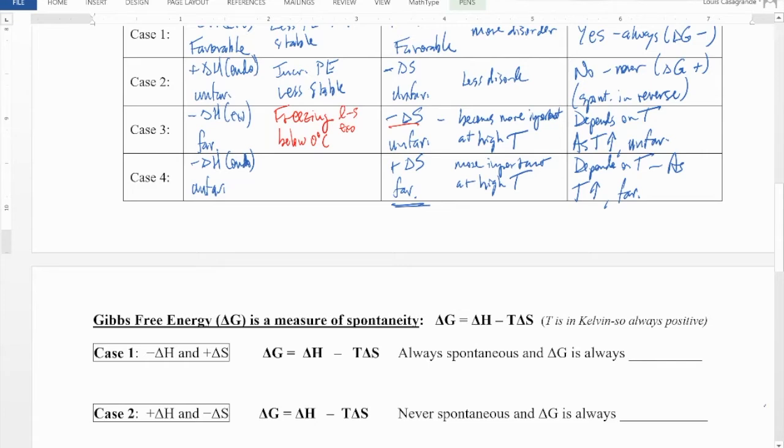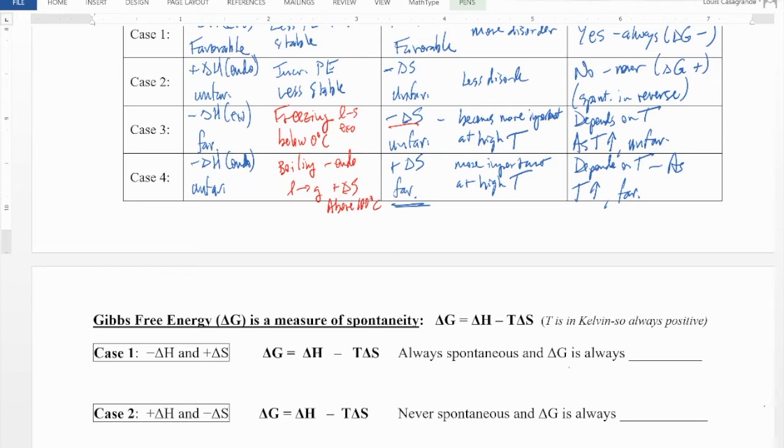And so what's a process that's favorable at high temperature but not favorable at low temperature? Well, how about boiling? Boiling, we know that's an endothermic process, but we also know that we're going from a liquid to a gas, which is a big positive delta S. And so this is spontaneous above 100 degrees C. And we have our concepts in place.